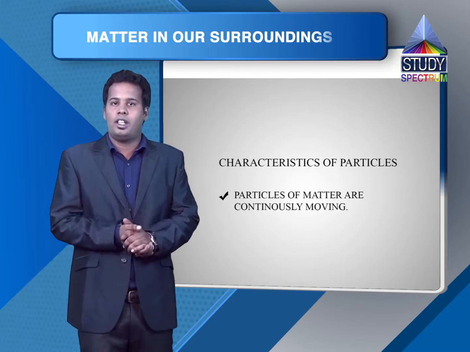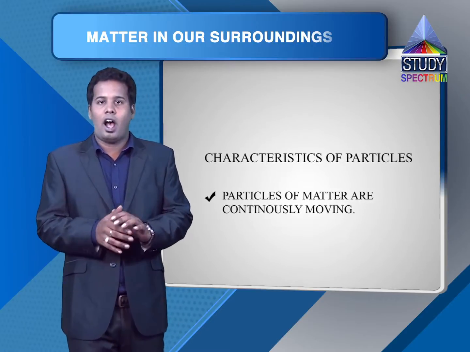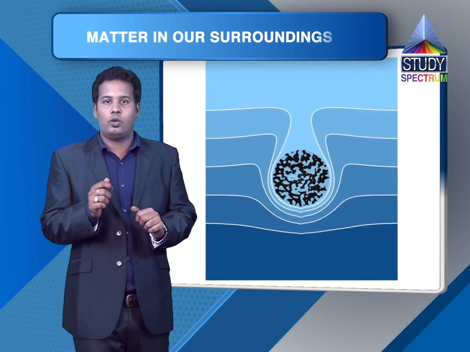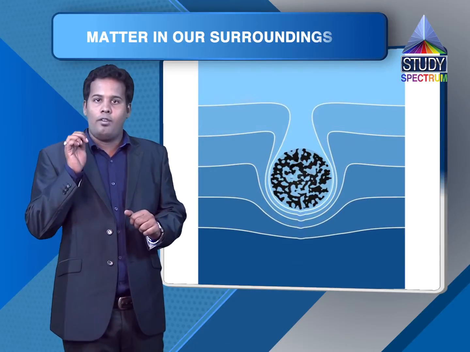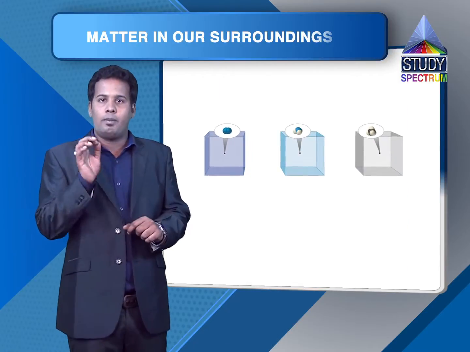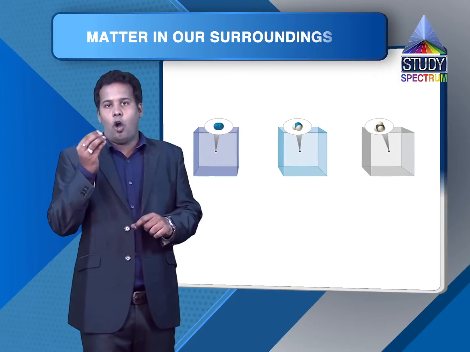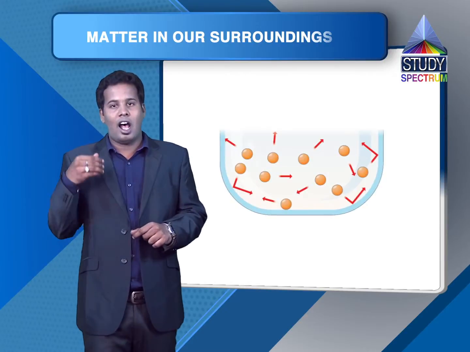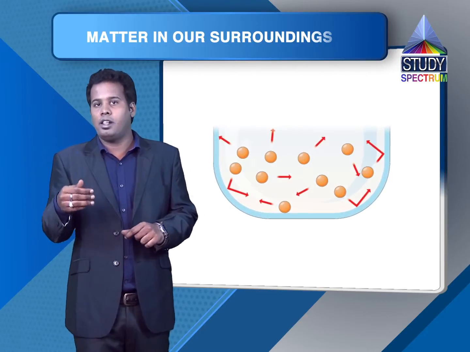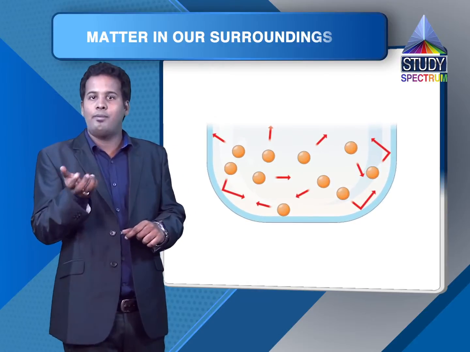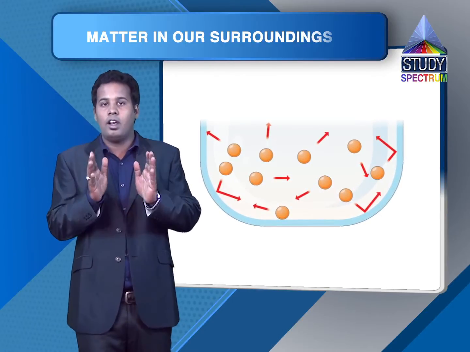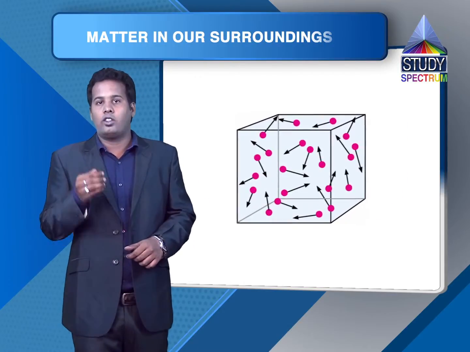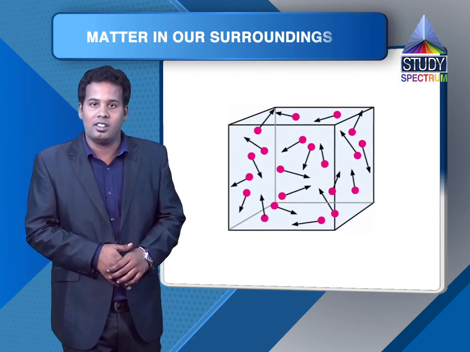Now since the second property says particles of matter are continuously moving, and we understand if something is moving it should have velocity. We have already learned that matter occupies space, or some volume, but also has mass. These particles are moving, that is a characteristic of the particle. They do have mass also, so they will have kinetic energy also. Correct? Now this kinetic energy is actually responsible for the movement of these particles.